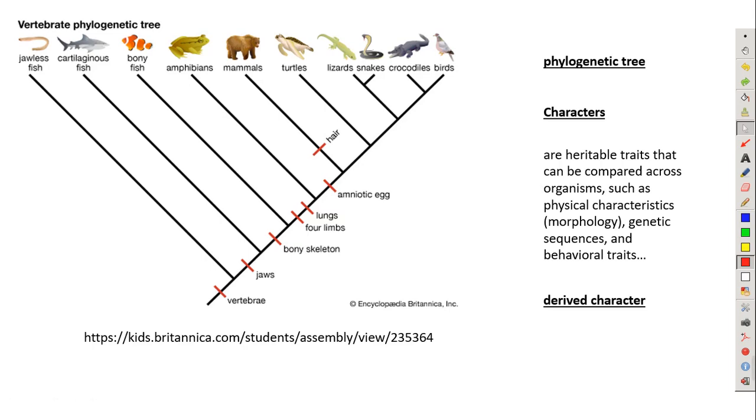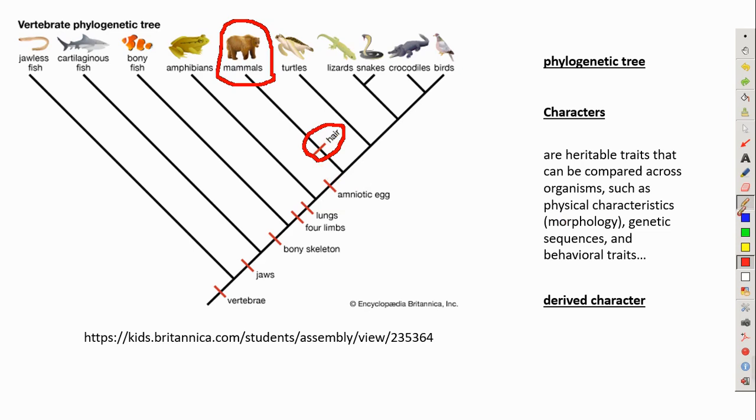Last concept, very important, a derived character. A derived character is a character which is shared by a specific group of individuals. We could use an example. If we look at this tree, we can see that mammals, a grouping of different species, all have in common one character, which is the presence of hairs. Therefore, we can say that hairs is a derived character for mammals. That is to say, mammals all share this character. They all have hairs. So a derived character is a character which is specific to a group of species or to a species.